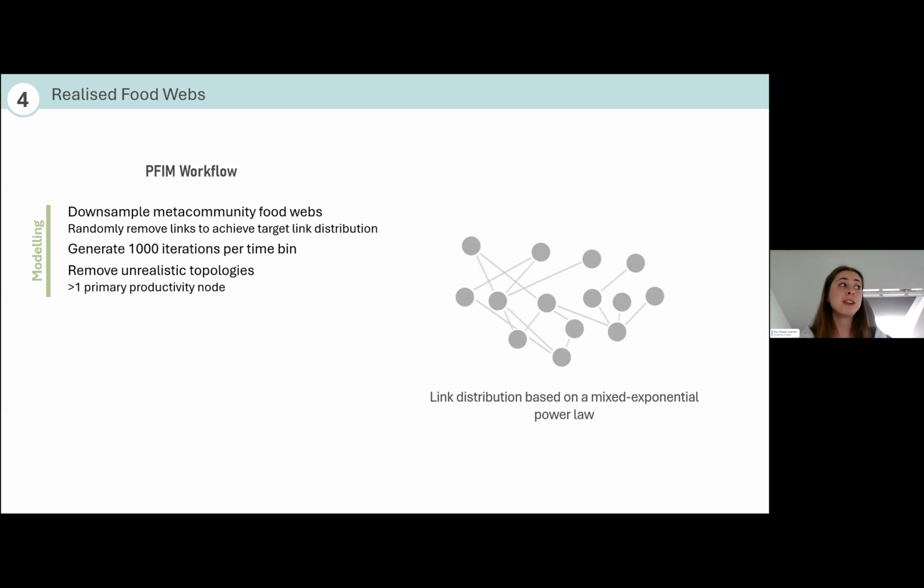And because we're randomly removing links, we're getting a very wide variety of structures. So we generated 1,000 iterations of these realized webs per time bin. So 1,000 for the Pliocene and 1,000 for the Pleistocene.